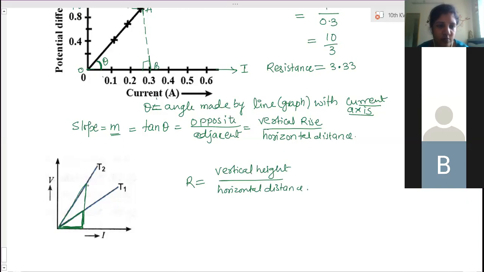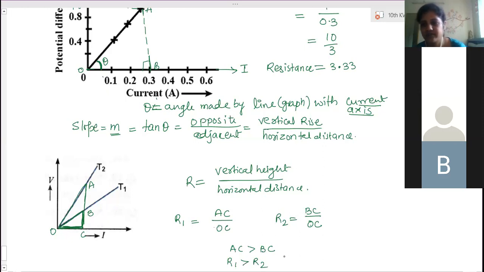Suppose if you consider O, this is point A, this is point B, and this is point C. So what is the vertical height for the first one? R1 is equal to AC by OC, and R2 is equal to BC by OC. Denominators are the same. According to the numerator, which one is greater, AC or BC? AC is greater than BC. So therefore, R1 is greater than R2.